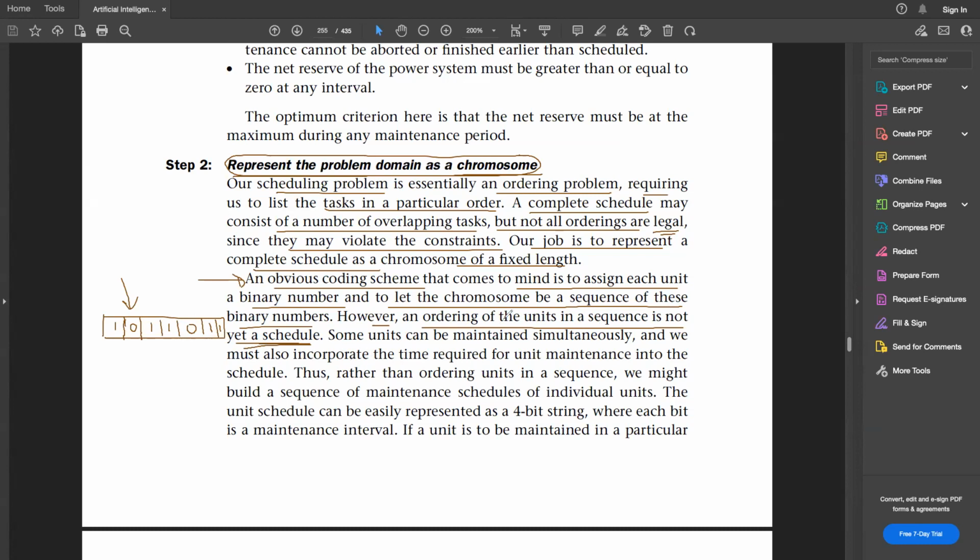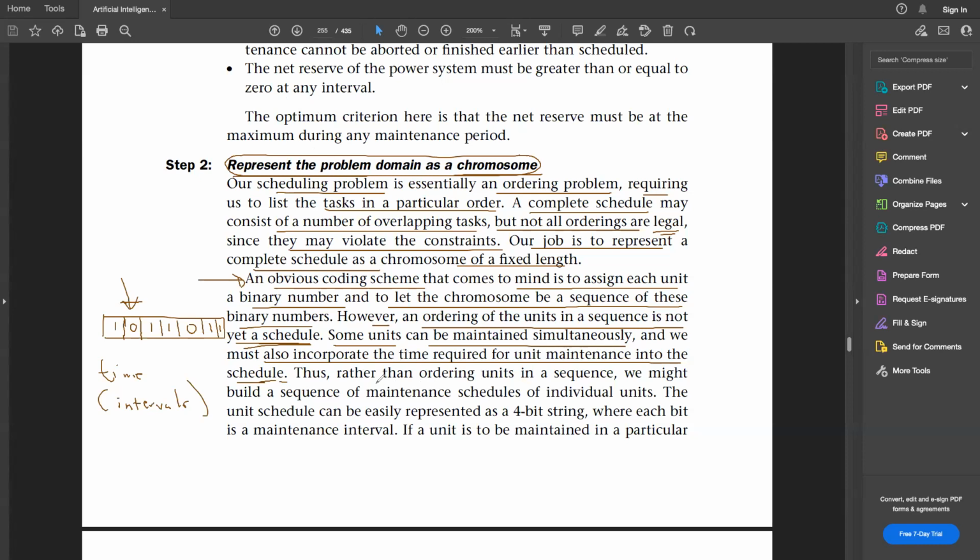So listing the units like that may not help. We are told that some units can be maintained simultaneously. You can have units being maintained at the same time, and we must also incorporate the time required for unit maintenance into the schedule. So in addition to having the units represented by binary numbers, we must also factor in time. If you remember the intervals, we must also talk about the intervals.